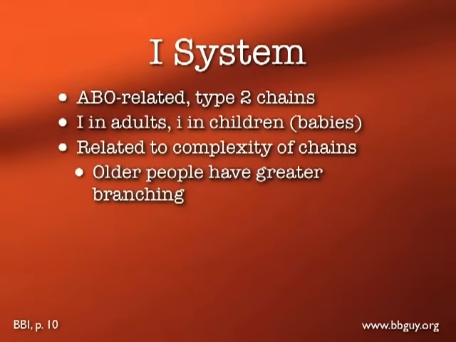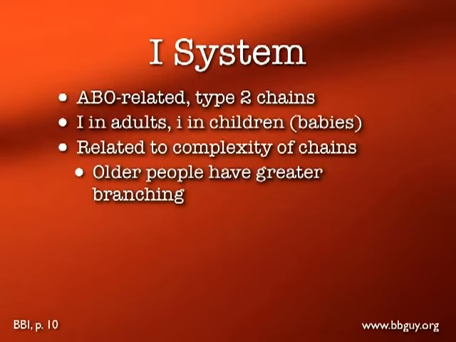All right, a couple things on the I system. Remember, this is also part of the ABO family. We've talked about ABO and H. We've talked about Lewis, and now we're talking about big I. These are related to the ABO blood group system. They are, in fact, type 2 chains.